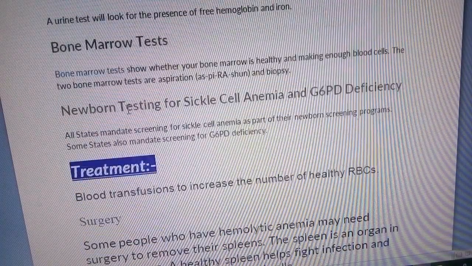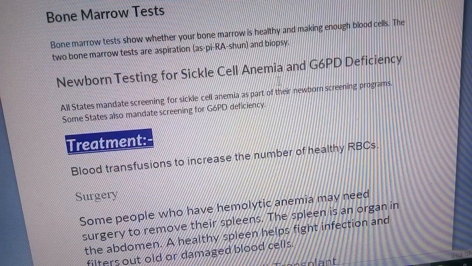Bone marrow test. And last is newborn testing for sickle cell anemia and G6PD deficiency. All states mandate screening for sickle cell anemia as part of their newborn screening programs. Some states also mandate screening for G6PD deficiency.